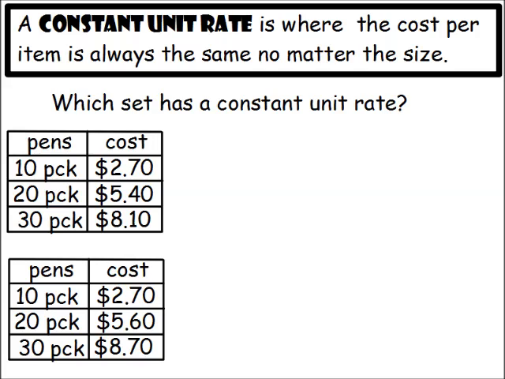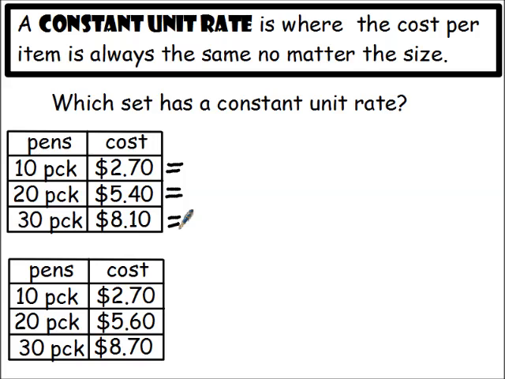Here we have another term to learn, a constant unit rate. A constant unit rate is where the cost per item is always the same, no matter what the size. In the example shown here, which set has a constant unit rate? That means that the price, no matter which size you buy, would be the same.